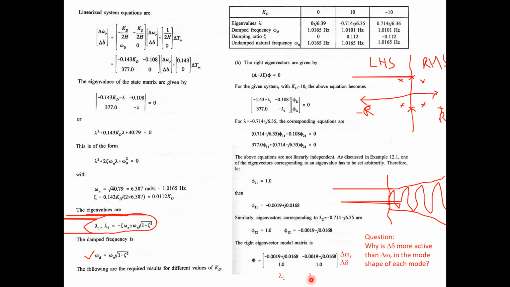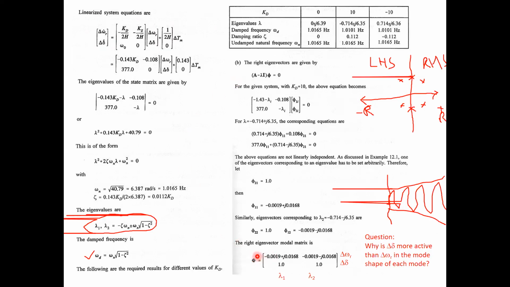So what is the activity of a state variable for a mode? This is what we understand from the right eigenvector matrix here. It could be more useful when you have to analyze the mode shape, because with the right eigenvector, you have it in this way. So it is the angle delta that has the maximum activity observed for the eigenvalue here.